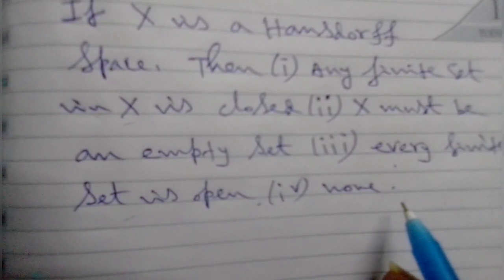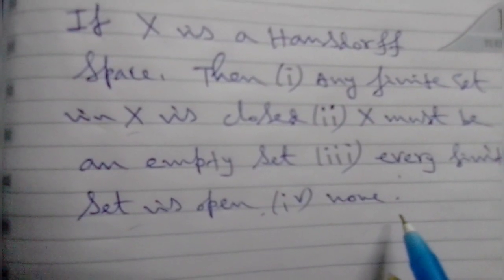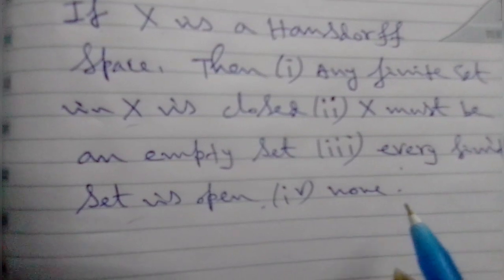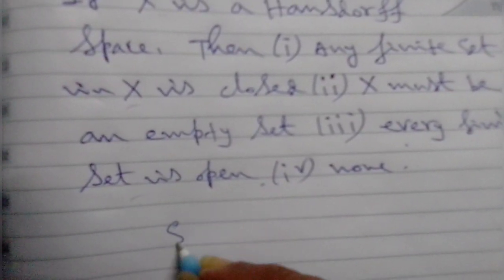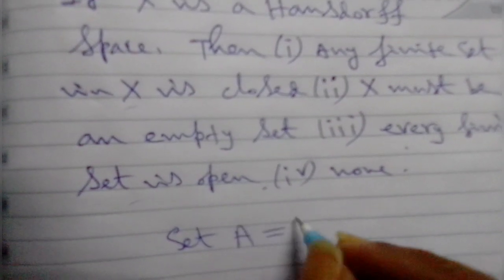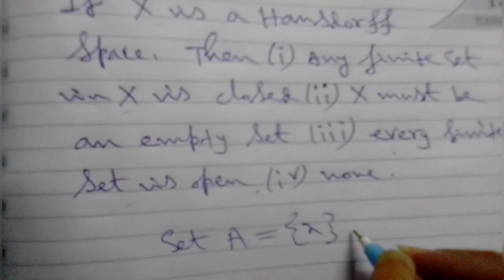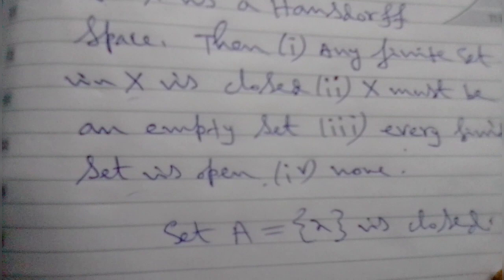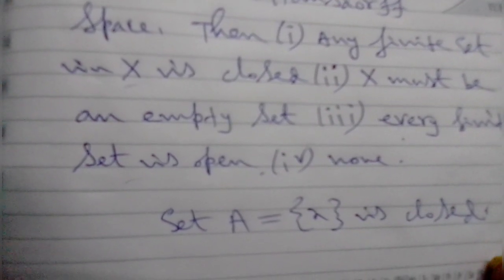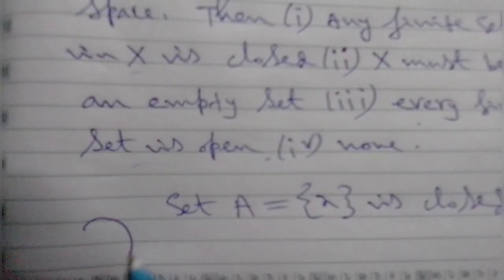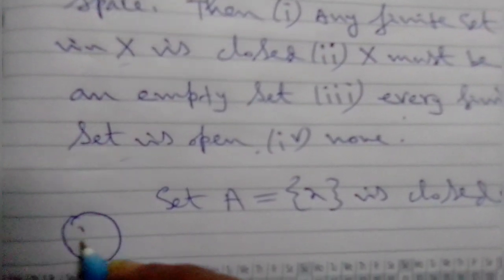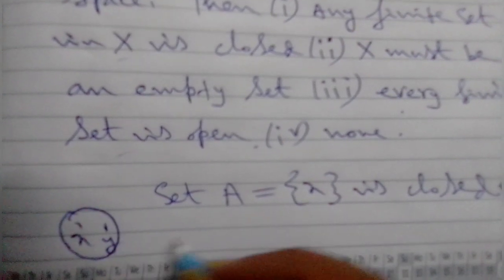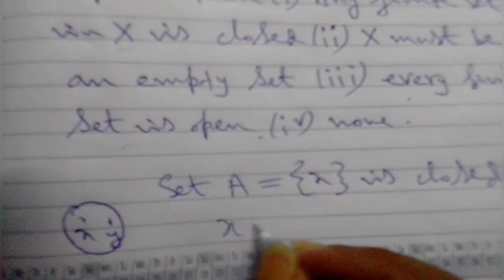Then how do we solve it? At first, consider a singleton set A containing an element x, and we want to show it is closed. Consider any point y other than x, so x is not equal to y. This x must not equal y if we consider other points.